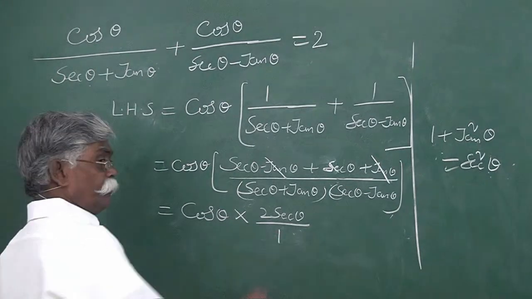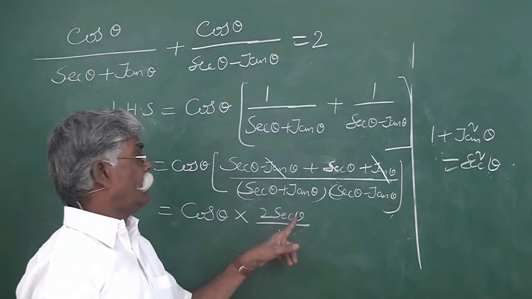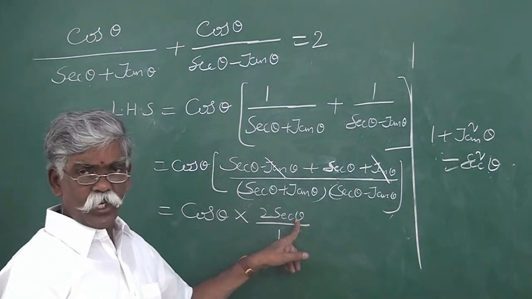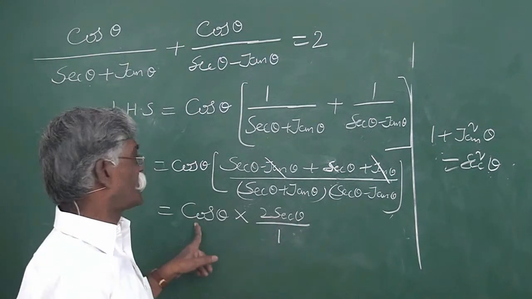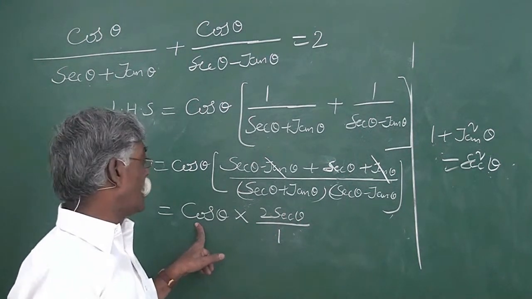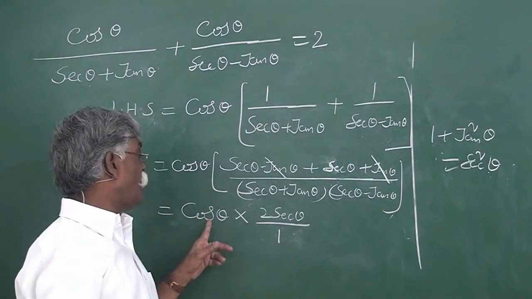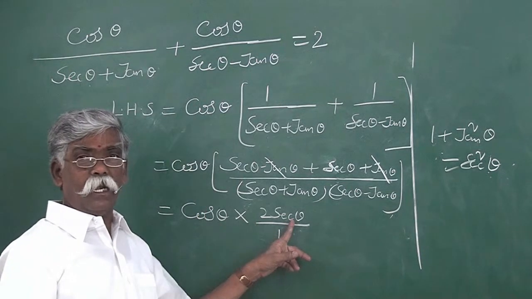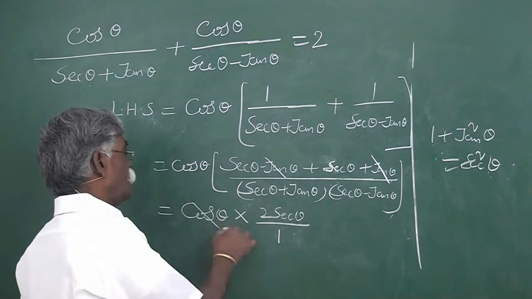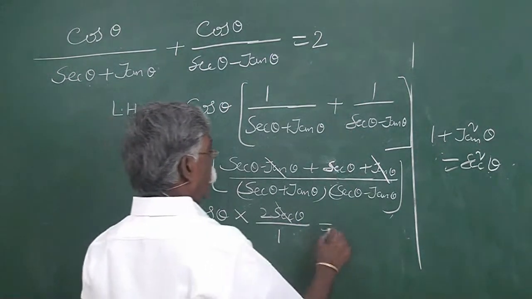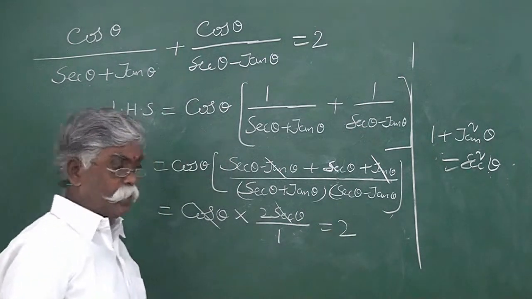Therefore this is 1. And secant is the reciprocal of cos, it is 1 by cos, therefore it gets cancelled with cos. And it is better to remember that one function into its reciprocal is always 1. Therefore, here itself we can cancel these two and put directly 2.